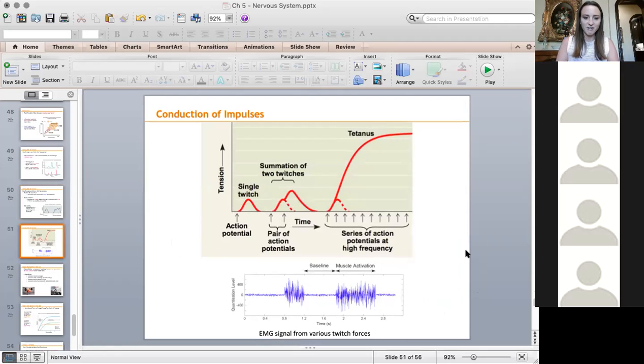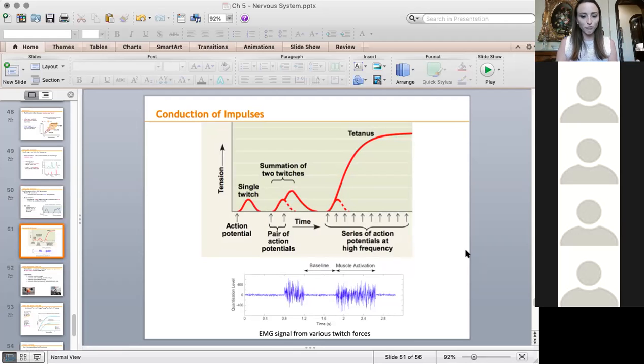So this picture shows it right here. We have an action potential. One action potential causes a single twitch in the muscle. Again, very low amount of force, not much activity. But if we send two action potentials together, we have wave summation. So we have increased that force because the muscle can't completely relax yet.